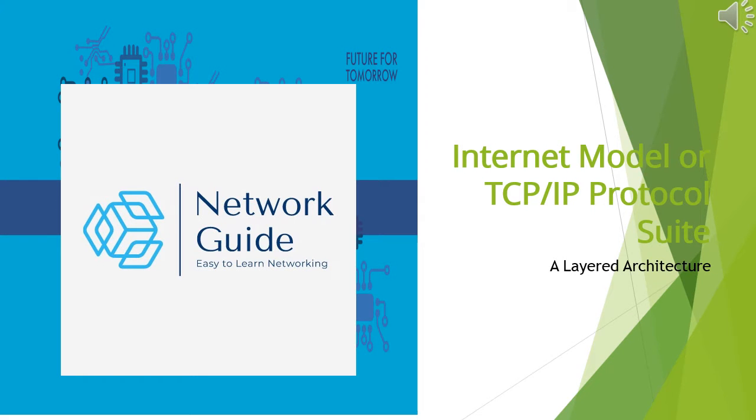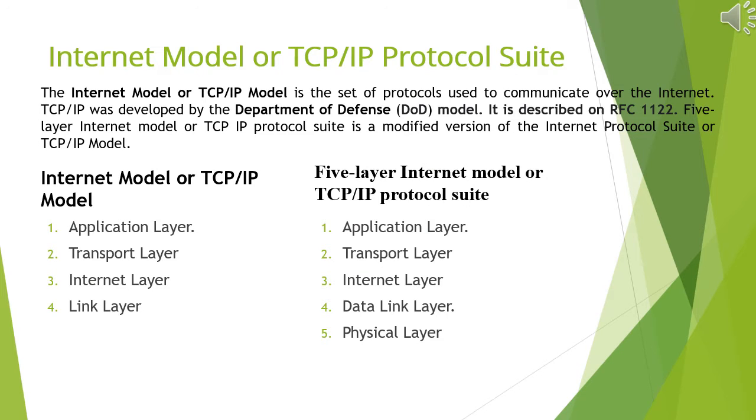Internet Model or TCP/IP Protocol Suite. The Internet Model or TCP/IP model is the set of protocols used to communicate over the Internet. TCP/IP was developed by the Department of Defense. It is described in RFC 1122. The Internet Model or TCP/IP model is divided into 4 layers: application layer, transport layer, internet layer, and link layer.